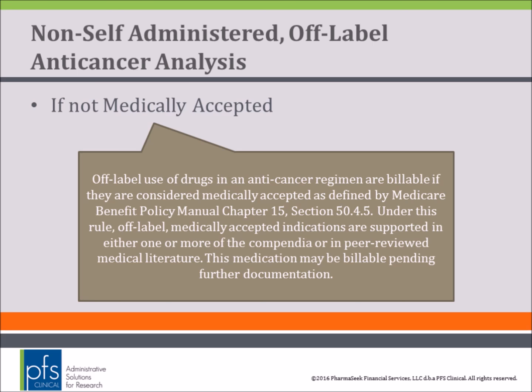A similar citation can be used for all other drugs, but instead of citing Chapter 15, Section 50.4.5, you'll cite Chapter 15, Section 50.4.2 instead. As mentioned previously, the PI should be contacted in case he or she has supporting documentation to help provide support for billing the drug. The PI also may help to decide whether to make the drug billable or not billable in this situation.